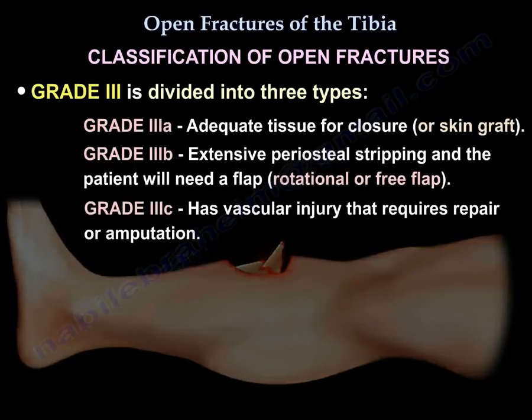A, there is adequate tissue for closure. B, there is extensive periosteal stripping, and the patient will need a flap, rotational flap or a free flap. C is vascular injury that requires repair or amputation.